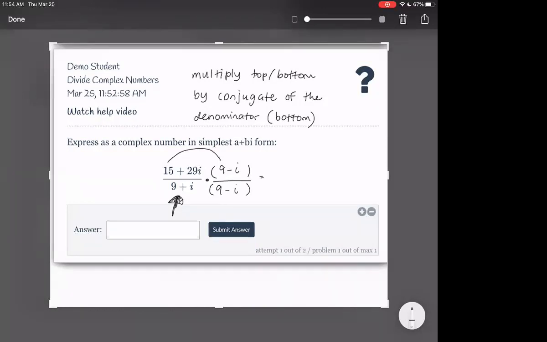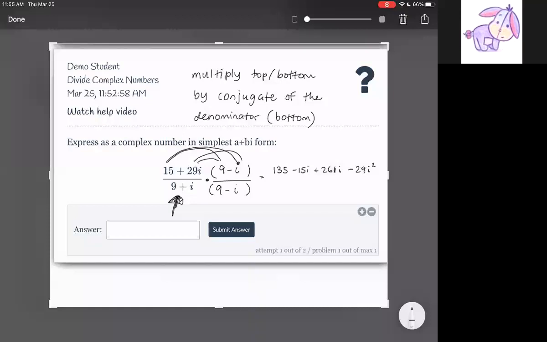15 times 9 is 135. Then we have outer, so 15 times negative i, so that's a minus 15i. Then we have inner. We're going to do 29i times 9, which gives us plus 261i. And then we're going to do last. So 29i times minus i, so minus 29i squared.